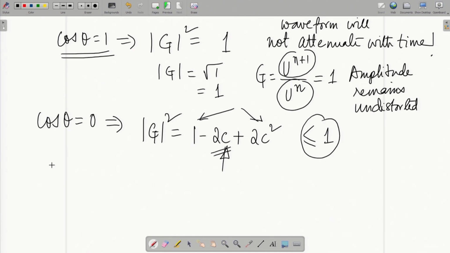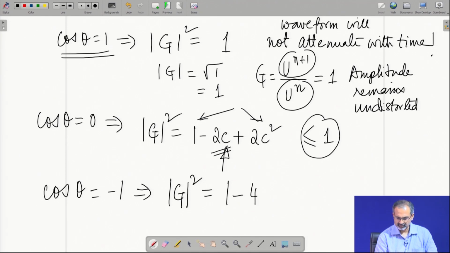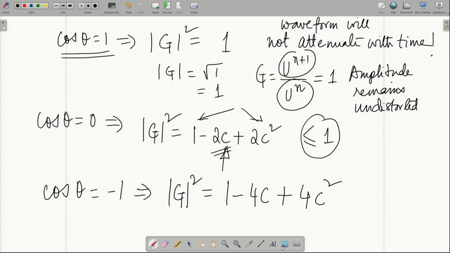conditions. So, let us try one more value of cos theta, let us say it is minus 1, and then what does mod G square work out to be? We find it is working out to be 1 minus 4c plus 4c square, appears somewhat analogous or similar to what we saw for cos theta equal to 0. So, there may be a possibility of achieving less than or equal to 1 even in this case. We will have to explore further to see under what conditions they may be less than 1.